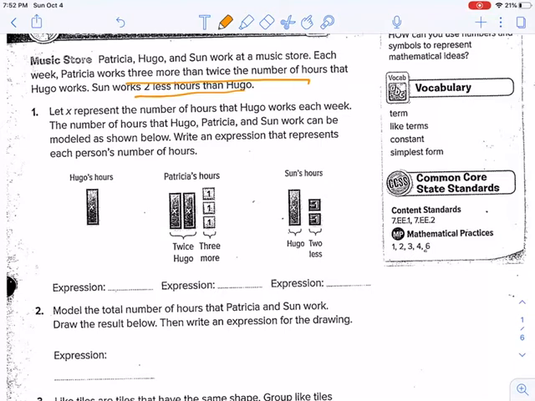So it says X is the amount of hours that Hugo works. So we're going to have an X for Hugo. Patricia's was twice Hugo. So twice Hugo. Remember, X is Hugo. Plus 3 more. And then Son's was Hugo minus 2.